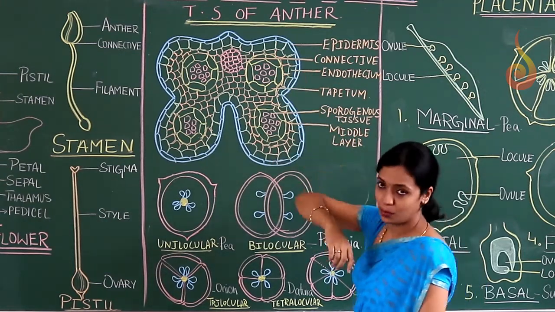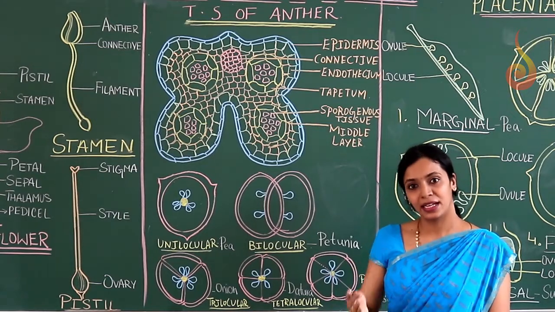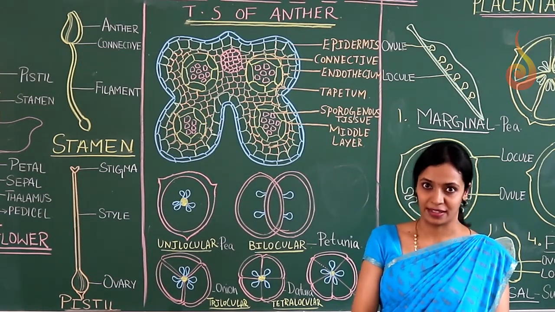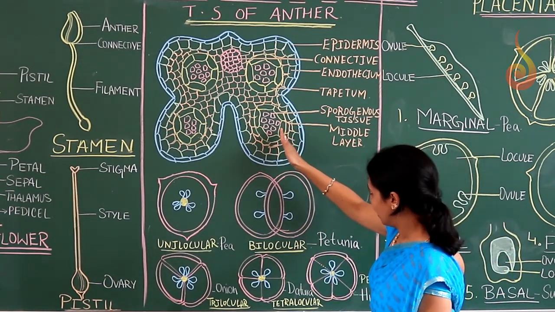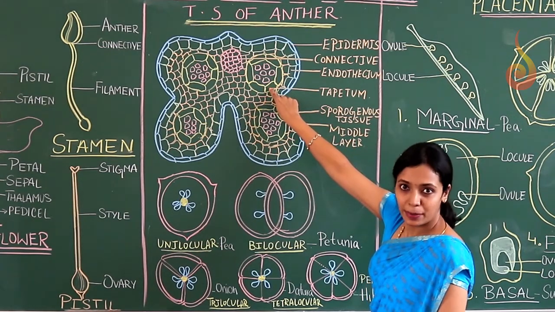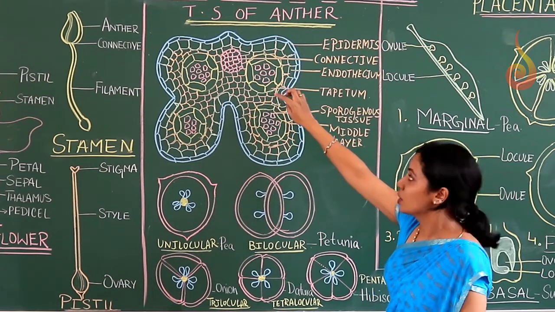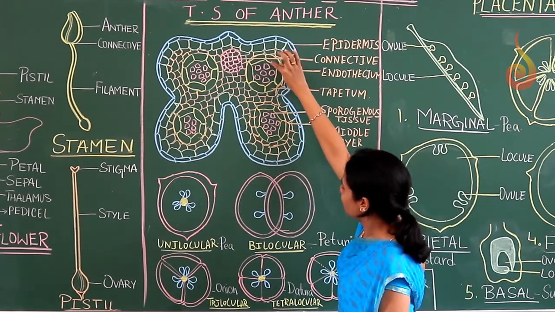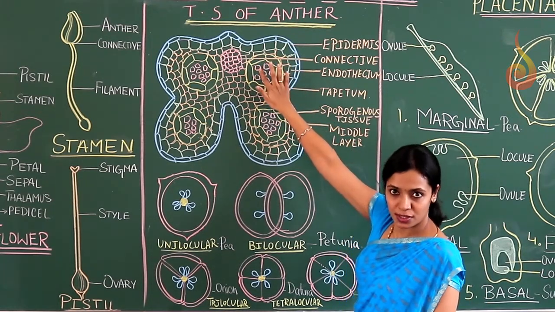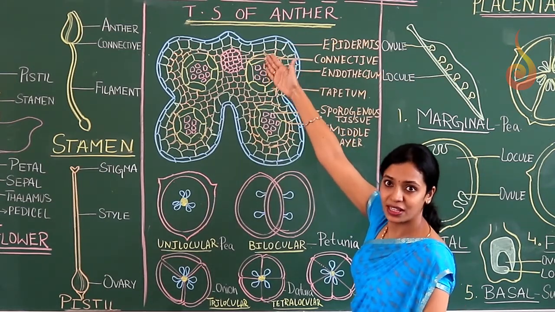Inner to the endothecium, we have something called the middle layers. Middle layers may be single layered or they can go up to 3 layers. Inner to the middle layers, we have something called the tapetum. The tapetum performs the function of nourishment in the anther. So when the pollen grains here are being produced from the sporogenous tissue by meiosis, it is these cells that will nourish the developing pollen grains.